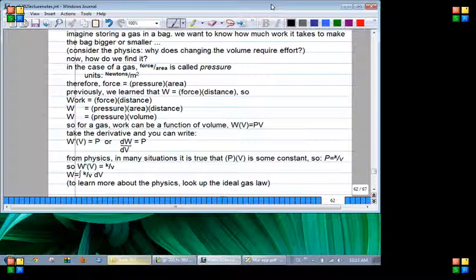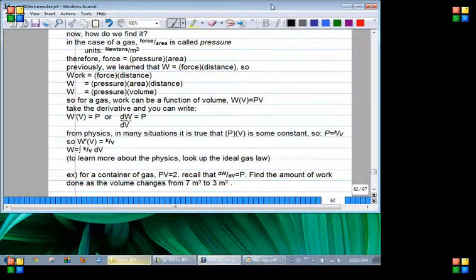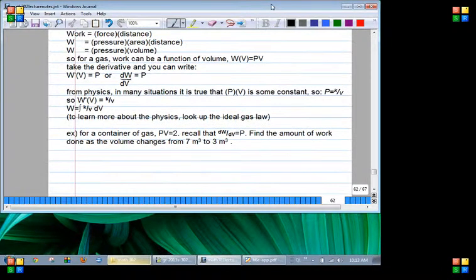Okay. So let's apply this relatively simple formula to a problem. We have a container of gas, and let's say that because we know some physics, or someone tells us, PV equals 2. And once again, we have dW/dV equals P. So find the amount of work done as the volume changes from 7 cubic meters to 3 cubic meters. So what do we do? We set up an integration.